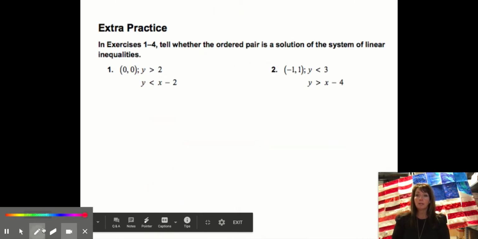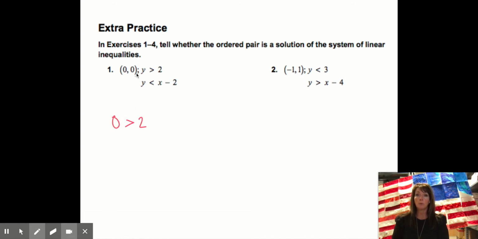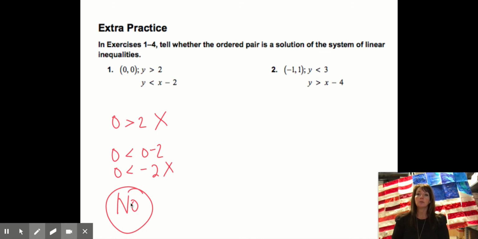So if we're going to check these, we need to look at the ordered pair x and y, and we're going to substitute it into both. So is 0 greater than 2 is a question, and is 0 less than 0 minus 2, which becomes 0 less than negative 2. And the answer to both of these is no, right? This is not true for either one. So no, it is not a solution to this system.